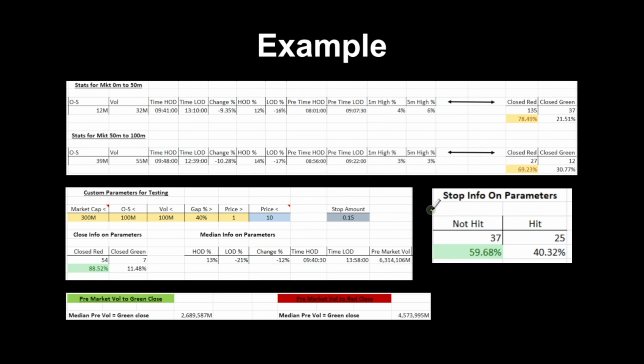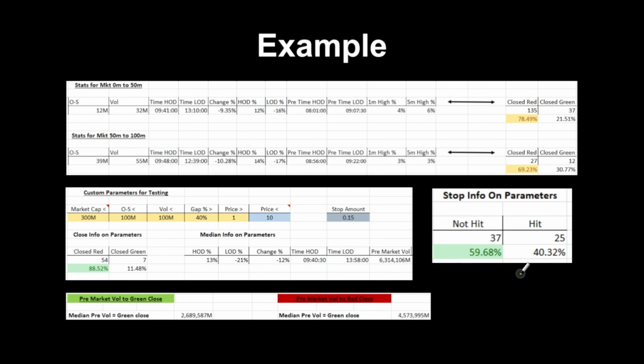And also one extra thing I definitely recommend is the stop info. So you want to know how many times your stop is getting hit. So we can see it's not hit 37 times and it's hit 25 times for this parameters. So we can see it's 60% you're not getting hit. So it's kind of like a 60% win rate.